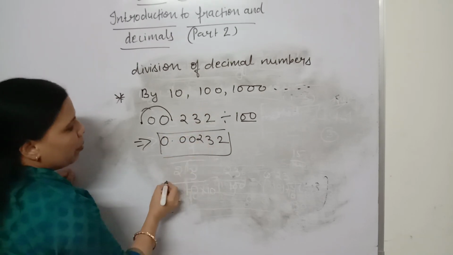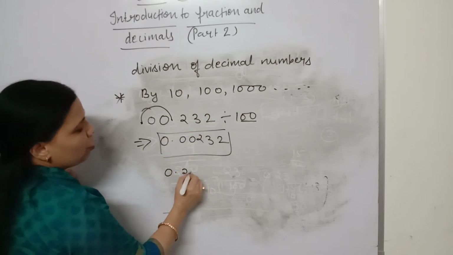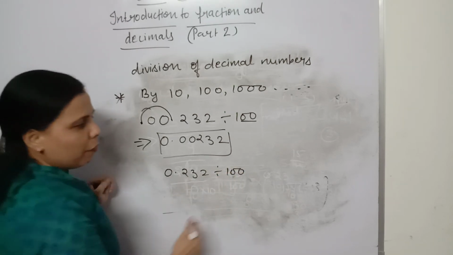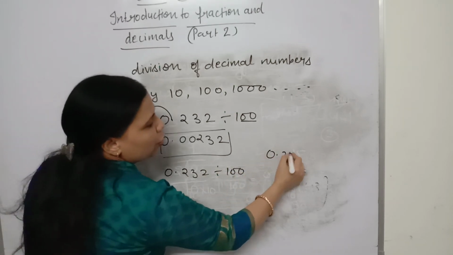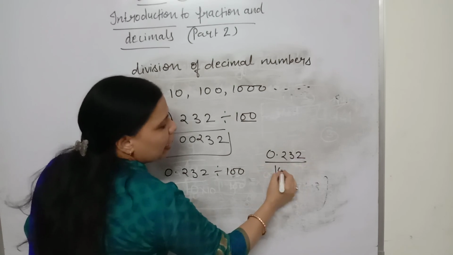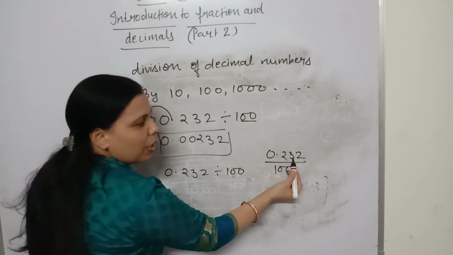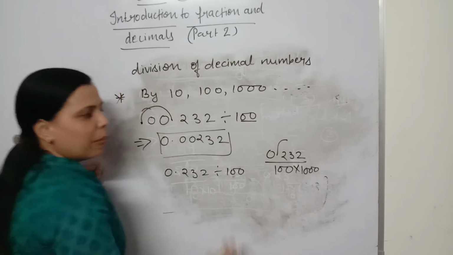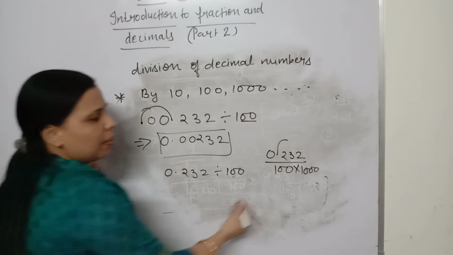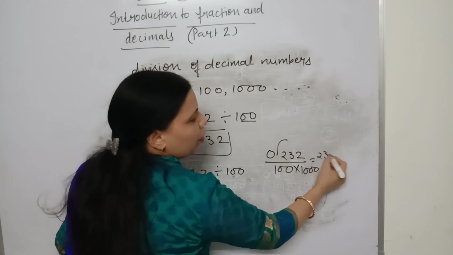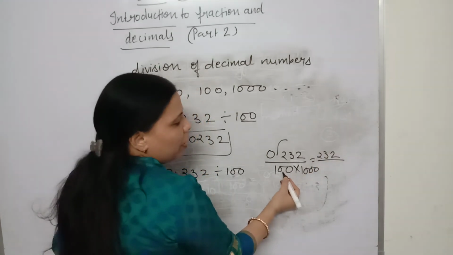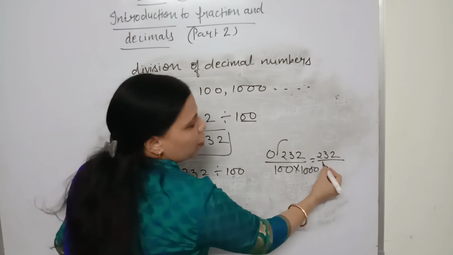Now the same number can be done using the second method. I am writing the same number again, 0.232 divided by 100. How many digits are there? 1, 2, 3. Remove the decimal. 3 digits means 1000. Multiply the denominators and rewrite the number. 232 divided by how many zeros now? 1, 2, 3, 4, 5 zeros.